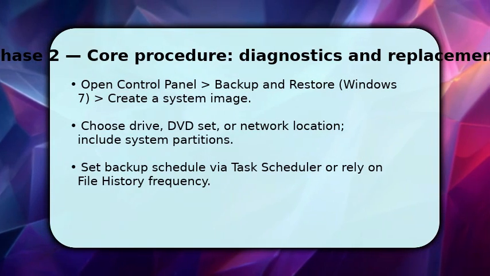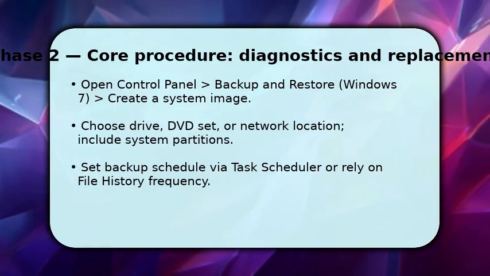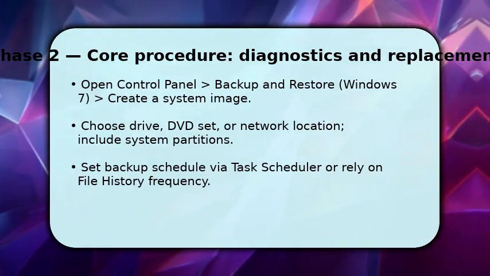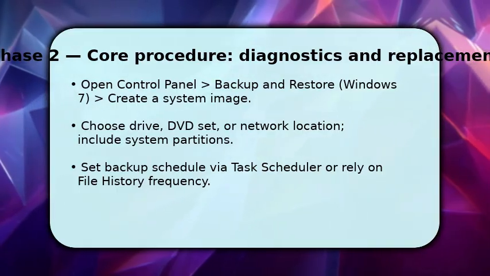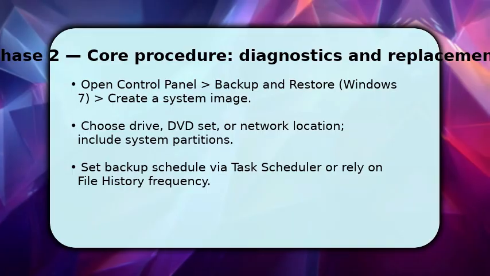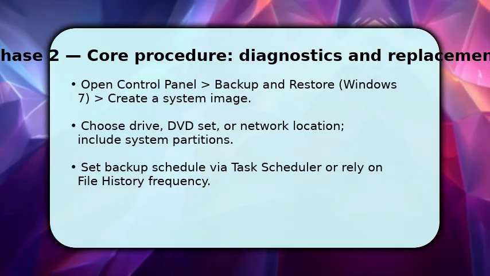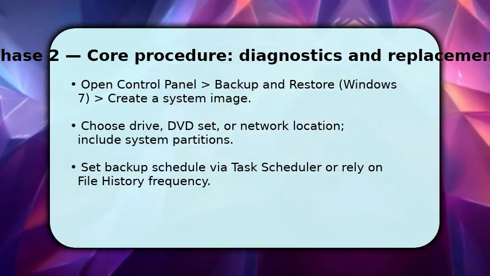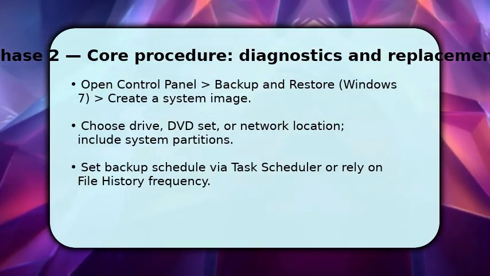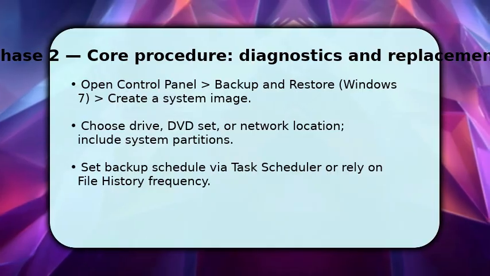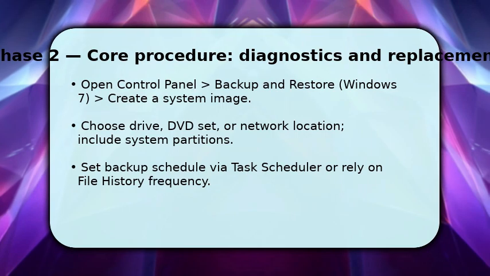Next, you handle full system protection by creating a system image. Open Control Panel, select Backup and Restore Windows 7, and choose Create a System Image. Pick the external drive or network share and ensure system and recovery partitions are included so Windows is bootable after restore. Once the image completes, create a regular schedule. Either configure Task Scheduler to run wbadmin or rely on File History for frequent file copies. Make sure you label images with dates, because that makes restores faster and less error-prone.